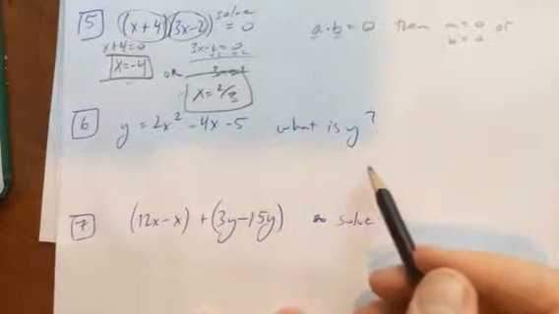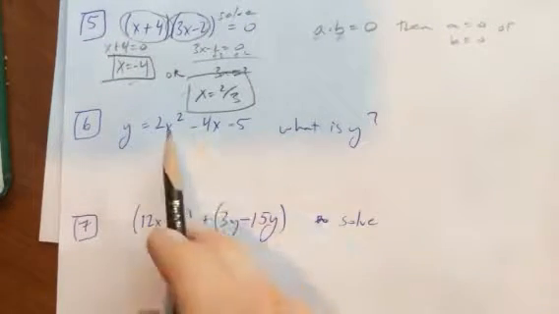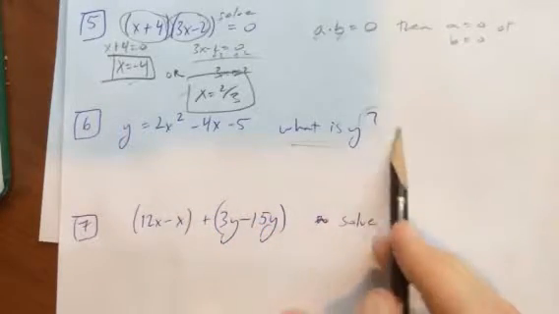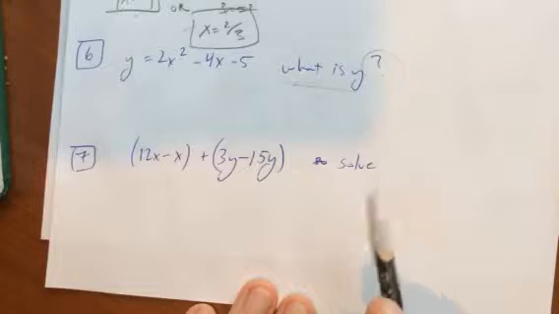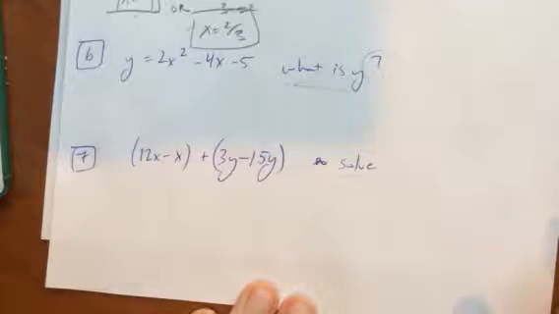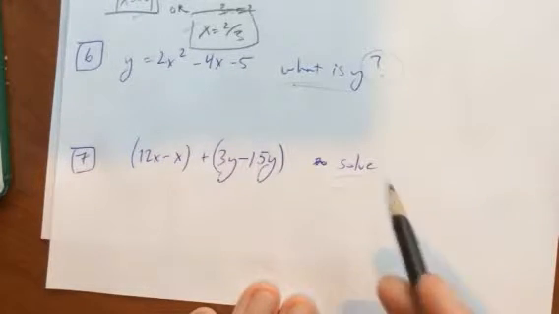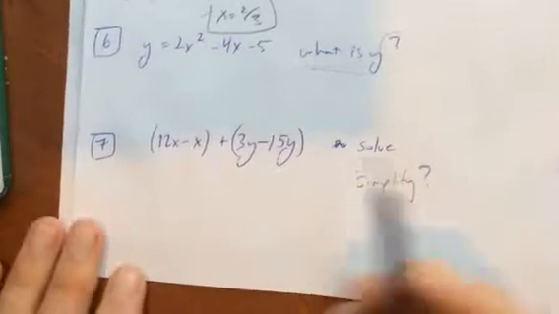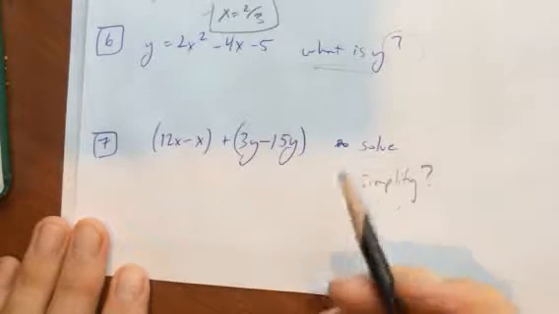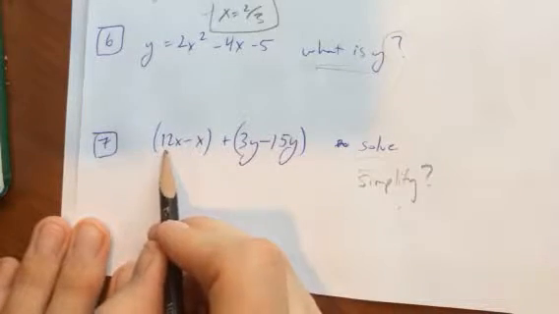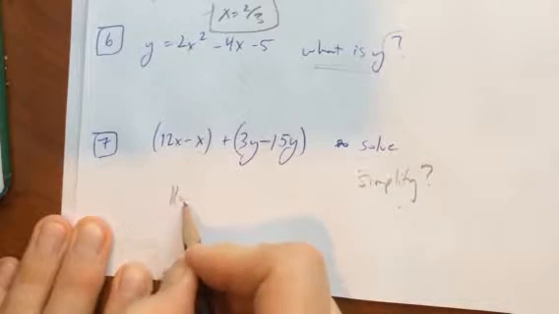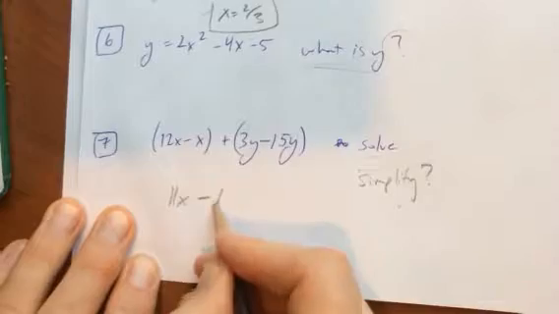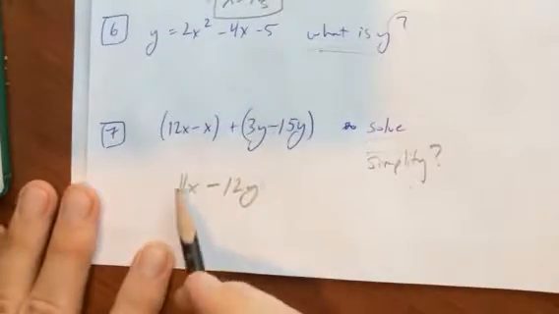This problem, what is y? I'm not sure how to solve that because you have a variable here and a variable there, so I'm not sure if that's the actual directions. And this problem, the directions said solve, but I don't think it's really supposed to be solve. Maybe simplify, because we can't figure out what x and y are. We can just simplify the problem. So 12x minus 1x is 11x. 3y minus 15y is negative 12y.